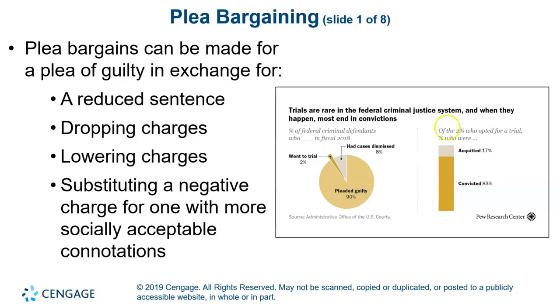And on the right, I have a little screenshot from the Pew Research Center that talks about the fact that trials are rare in the federal criminal justice system and, of course, in the state. But you can also see the amount of cases here. We're talking about federal here, but 90% pleaded guilty. Okay, so just an interesting thing, but plea bargains, there is a place for them, but we also need to understand that there can be some pressure to accept a plea bargain as well.